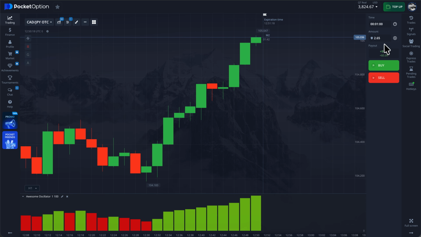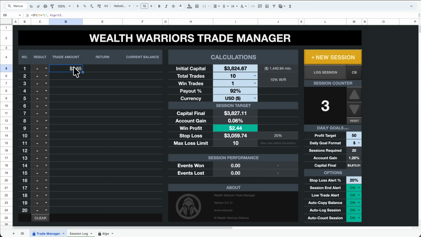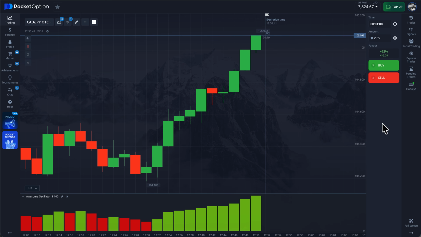Now, these trade amounts will get larger. They will grow as your capital grows. Okay, so as your money goes up in Pocket Option, so do these trade amounts right here. So whatever amount that you see here, that's not the trade amount that you're going to be trading, because it all depends on how much capital you have in your account. So this is going to be different for everybody. But for me, this looks pretty good.